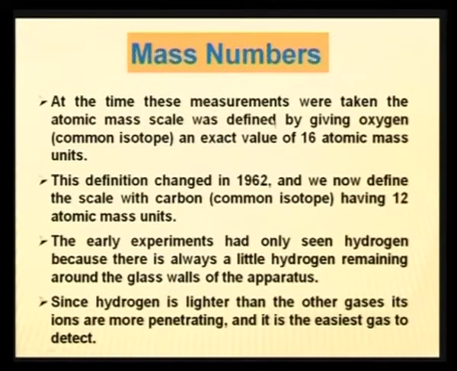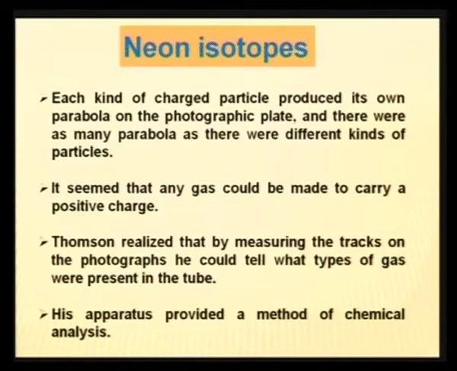At the time these measurements were taken, the atomic mass scale was defined by giving oxygen, a common isotope, an exact value of 16 atomic mass units. This definition got changed in 1962, and now we have the mass number of carbon as 12 atomic mass units. That becomes the standard. That is what you are having now.